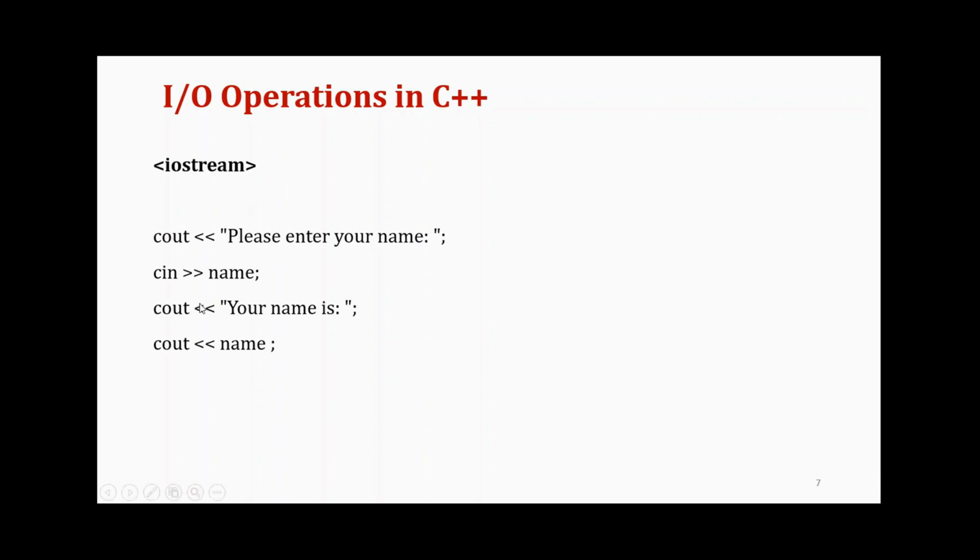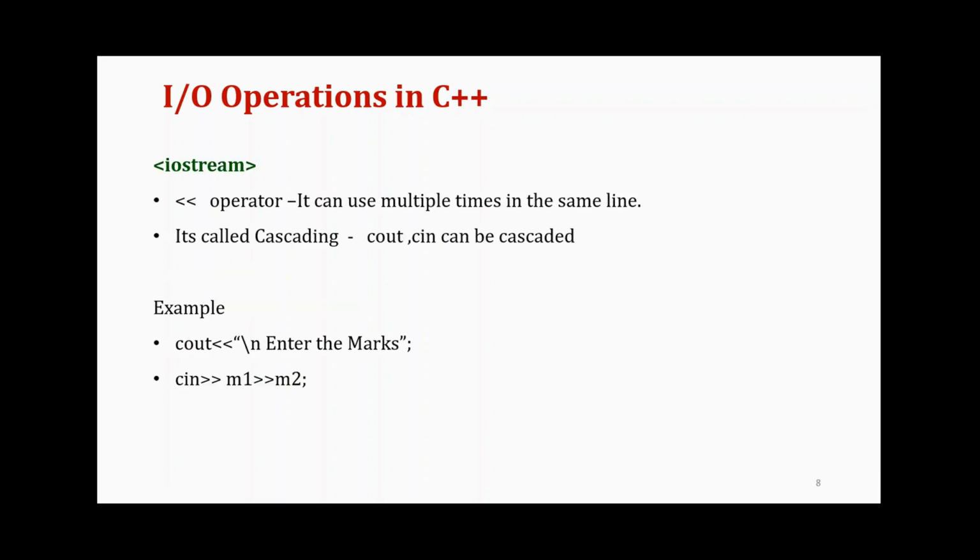And cout is the output stream object with the overloaded operator, and the string enclosed in double quotes will be displayed on the output screen. The user enters the value, and the name that is entered will be displayed by the cout. That is what the cin and cout objects of the iostream, or istream and ostream respectively, are used for: to read the value and send the value to the output stream.